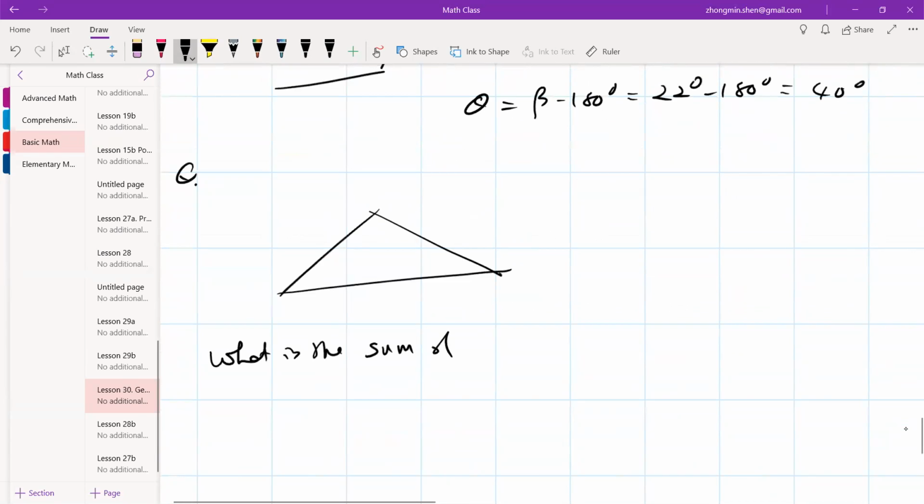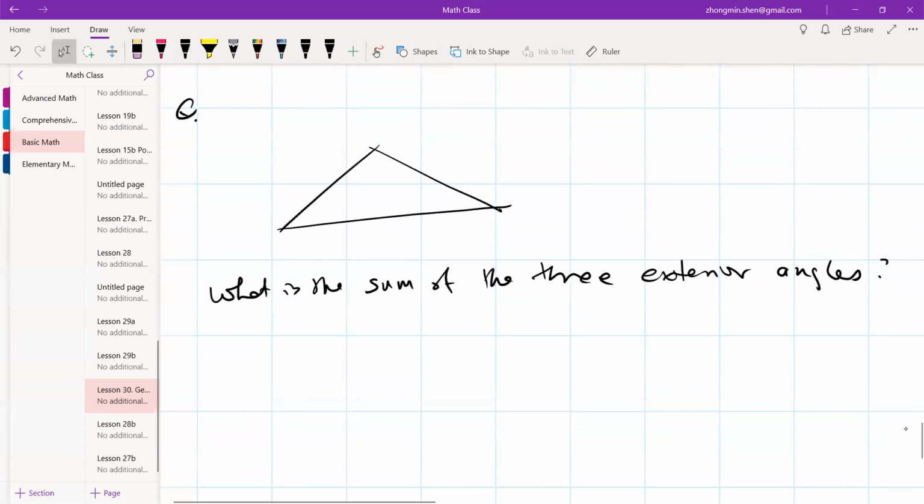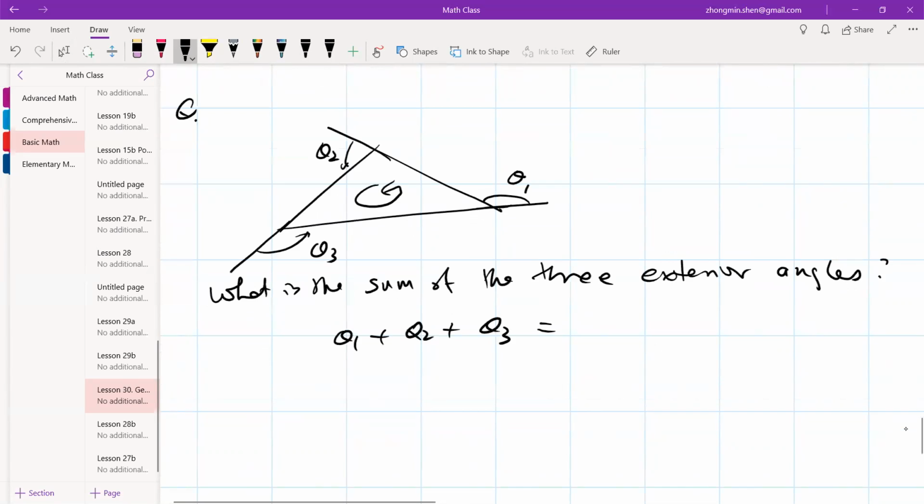What is the sum of the exterior angles of this triangle, the three exterior angles? What is the sum of the three exterior angles? What's the definition of exterior angle? We rotate counterclockwise, extend. This is theta 1. Then you come to here, that's theta 2, and that's going to be theta 3. So theta 1 plus theta 2 plus theta 3 equals what?